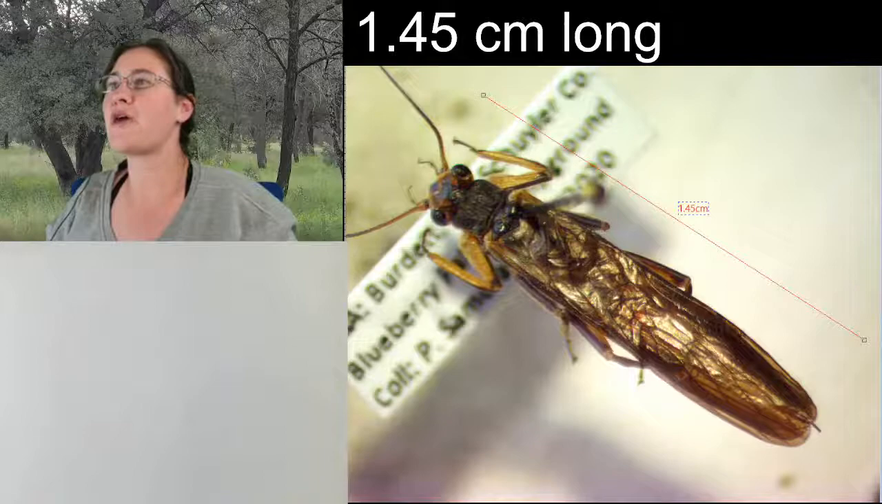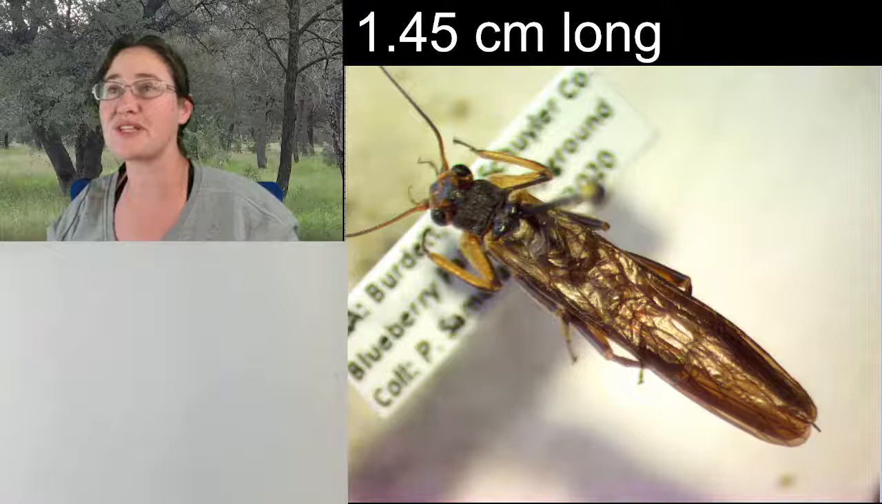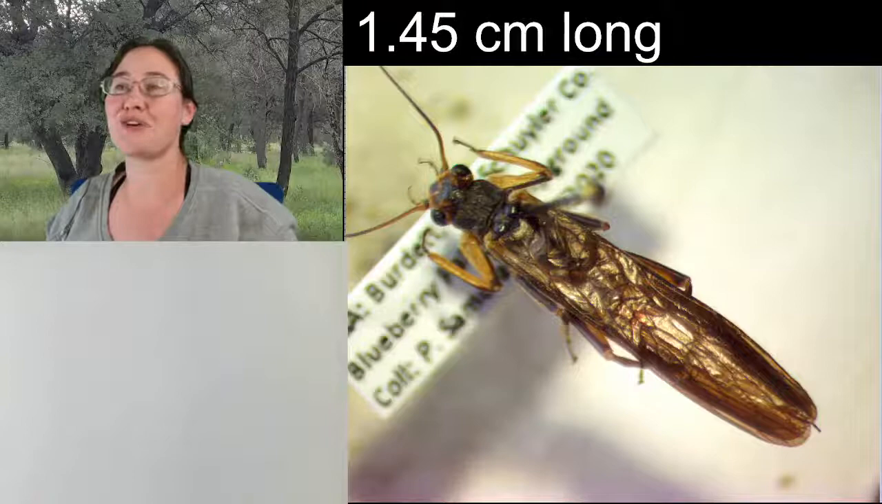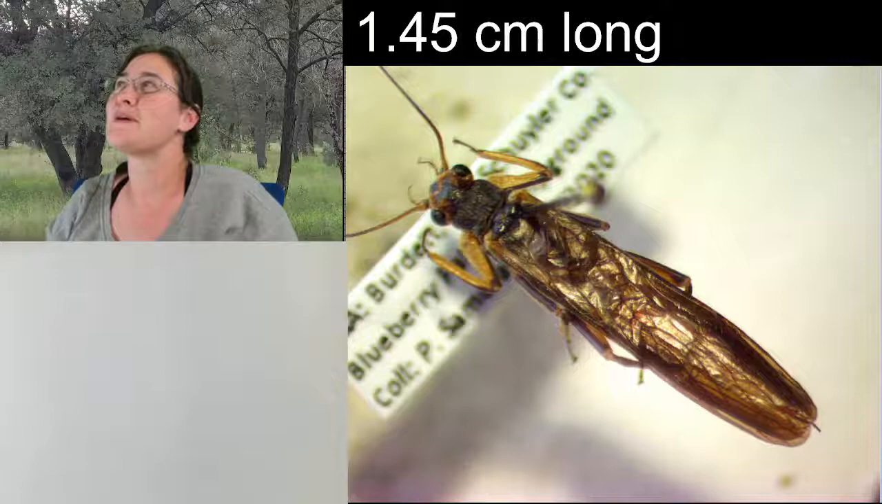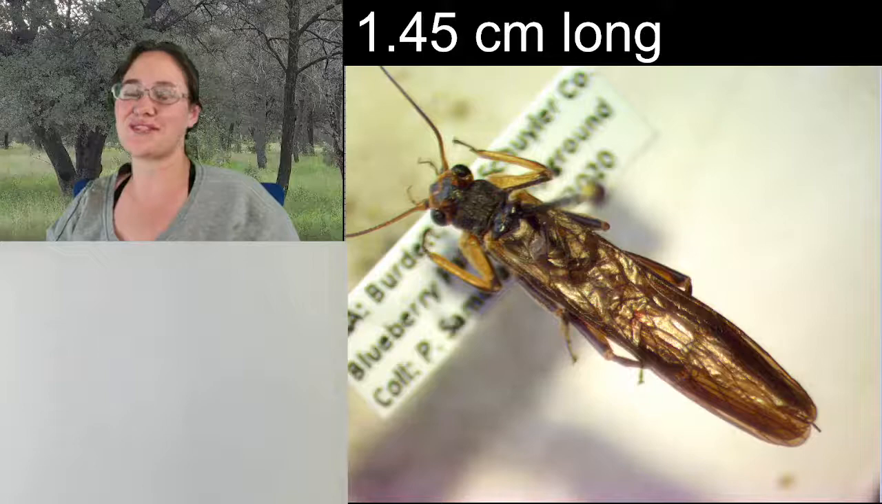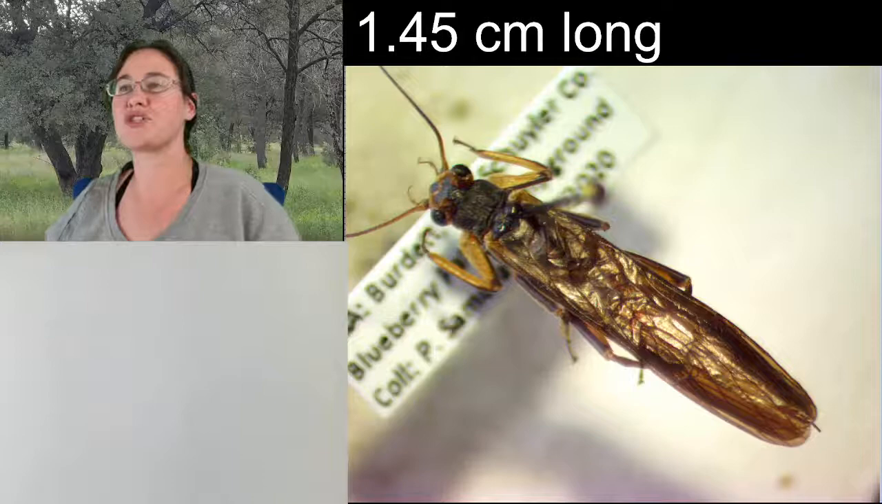Now, because stoneflies is an entire order of insects, there are many different families of stoneflies, like perlids and perlodids and chloroperlids and all types of stuff. But I don't remember the identifying characteristics for the adults. So we're just going to stick with Plecoptera.